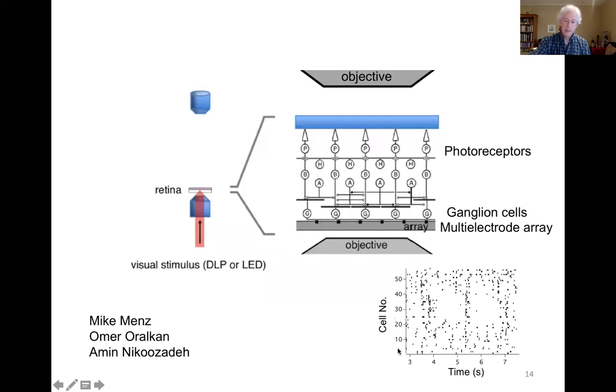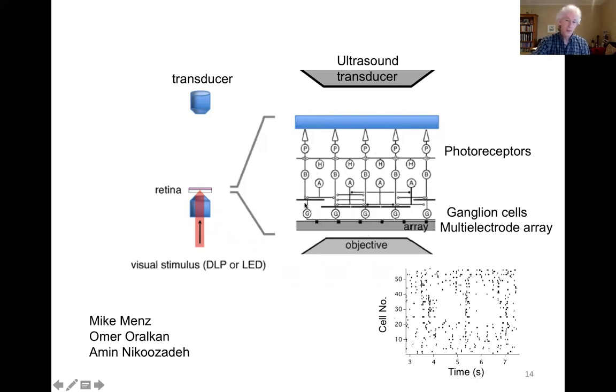Here, this is a slightly different representation than I showed you before. Each row is a different cell, recording from something like 50 cells or so, and it's one single 4-second presentation of a movie. So by replacing a microscope objective with an ultrasound transducer, we can deliver ultrasound to the retina, and then we can record the electrical activity.